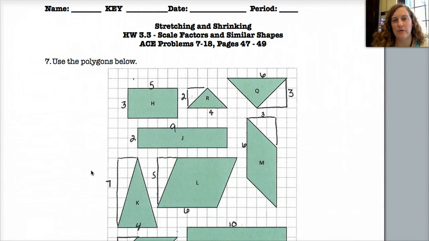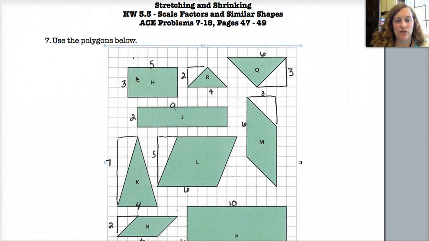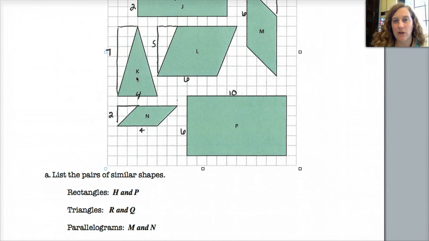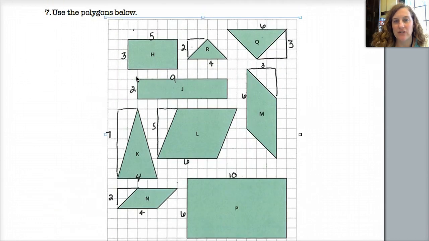This is the homework review for homework 3.3, Scale Factors in Similar Shapes. ACE problems 7 through 18, pages 47 to 49. The first question is question number 7, and it says use the polygons below and list the pairs of similar shapes. In order to find the similar shapes, though, you need to find the dimensions of all of them.